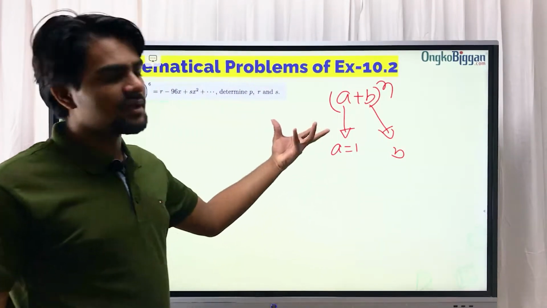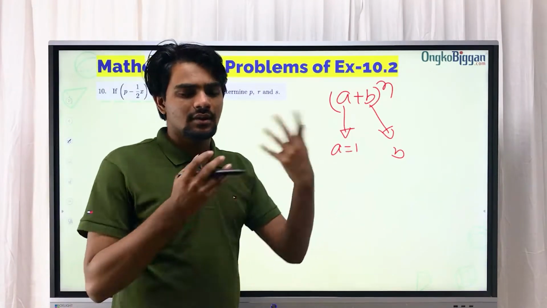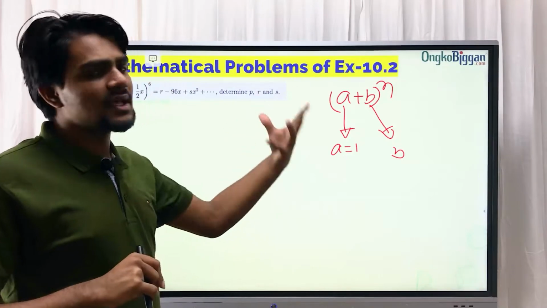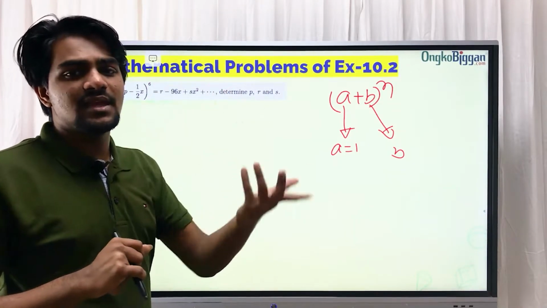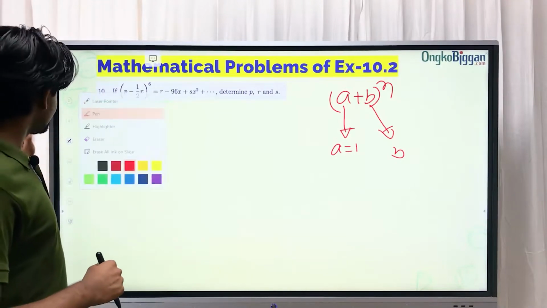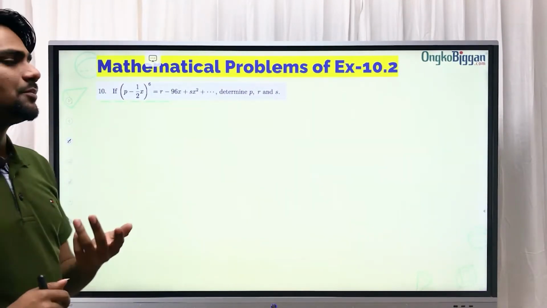So the maths in the 10.1 chapter are basically a type of math that follows the general type of math. So I'm not going to solve them anymore. I'm going to directly move on to 10.2. I'm going to start with the 10th number math of 10.2.